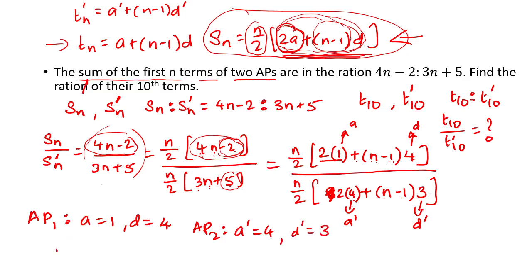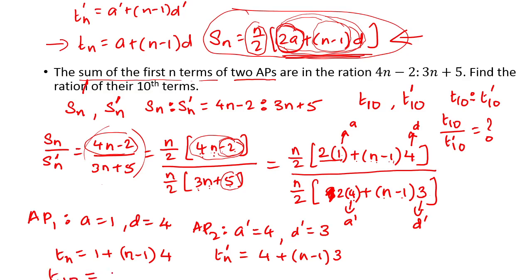So if I have to write down the nth term here, it is a plus n minus 1 into d, that is 4. And the nth term for this arithmetic progression is a dash plus n minus 1 into d dash, that is 3. Remember, what we want to find out is the ratio of the 10th terms of these. So I'll find out the 10th term here.